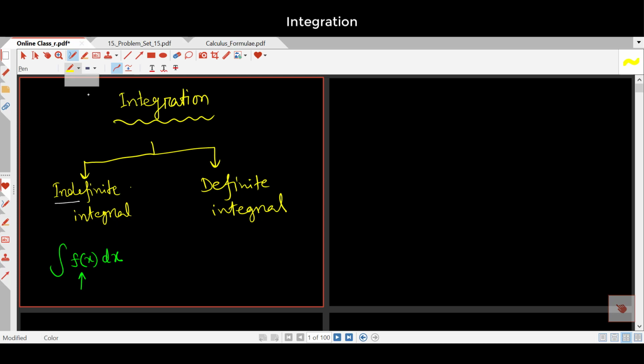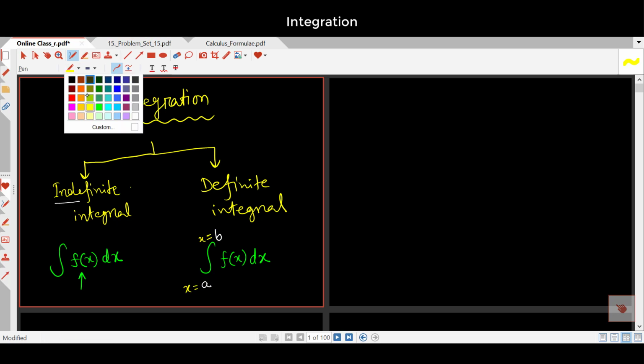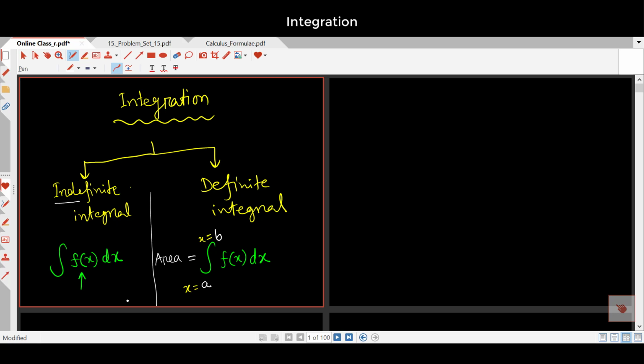What is definite integral? You will have the same notation, integration of f of x with respect to x, but this time there is a lower bound a and an upper bound b. Here a and b are the values for x: x equals a, x equals b, but you don't need to write x equals, you can skip this. The definite integral from a to b of f of x with respect to x actually denotes the area problem. We discussed this in our last class.